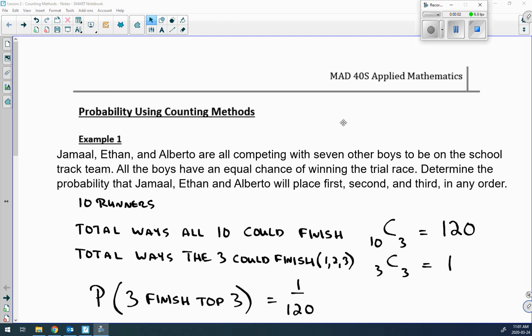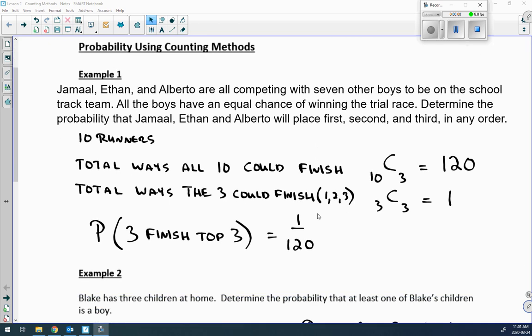Okay, so this is grade 12 applied, lesson 2 of the probability unit. This is probability using counting methods. So let's go right into an example here.